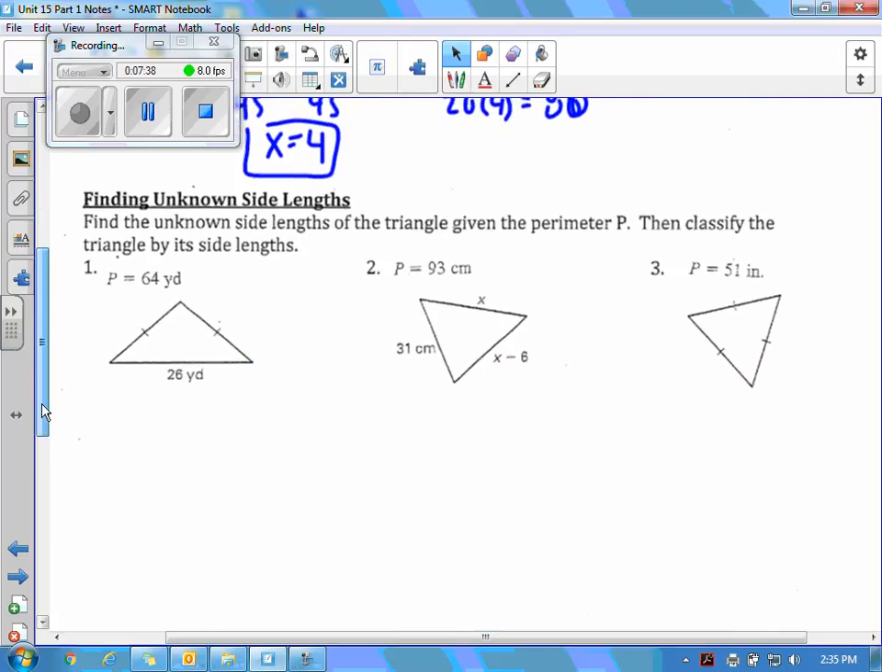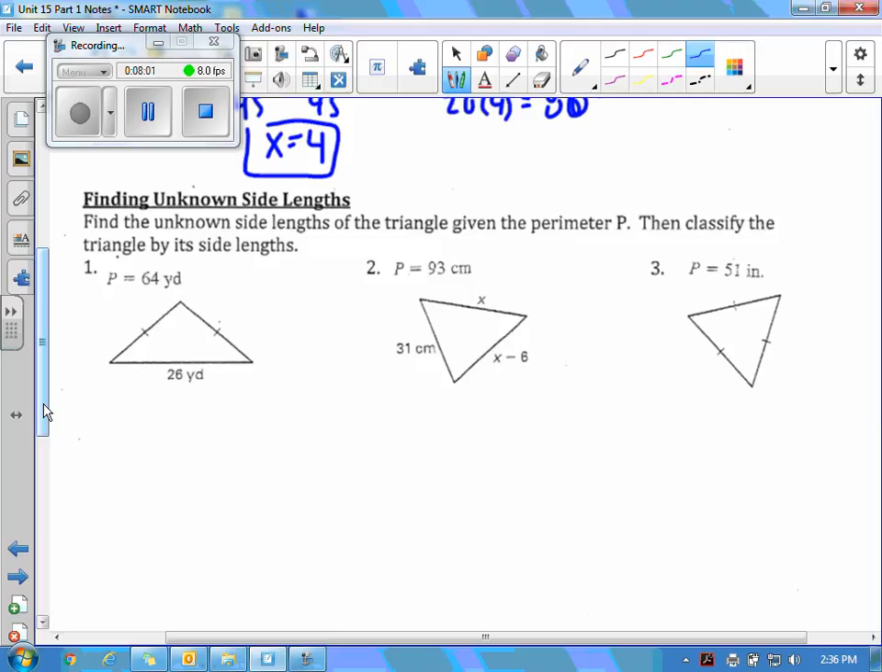Moving on, it says finding unknown side lengths. So we dealt with angles. Now we're going to look at side lengths. It says find the unknown side length of the triangle given the perimeter and classify the triangle by its side length. So when we're doing angles, we knew that all the angles added up to 180. When we're doing side lengths, we have to know the perimeter in order to make this happen. So for a triangle, if we add up the three sides, we'll wind up with our perimeter.